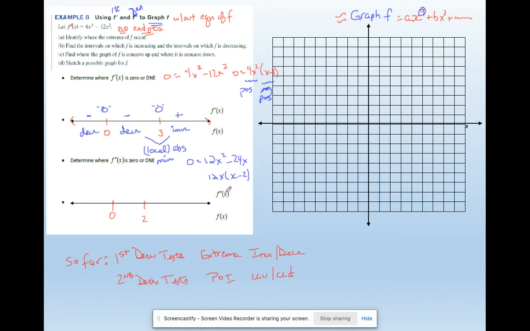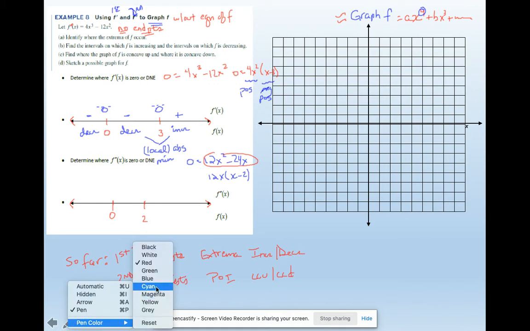Notice my number line here is labeled, again, with arrows because I don't have any endpoints to consider. And the second derivative is doing what on these intervals? Now, this derivative is a parabola that opens up. I don't really have to test any values, right?